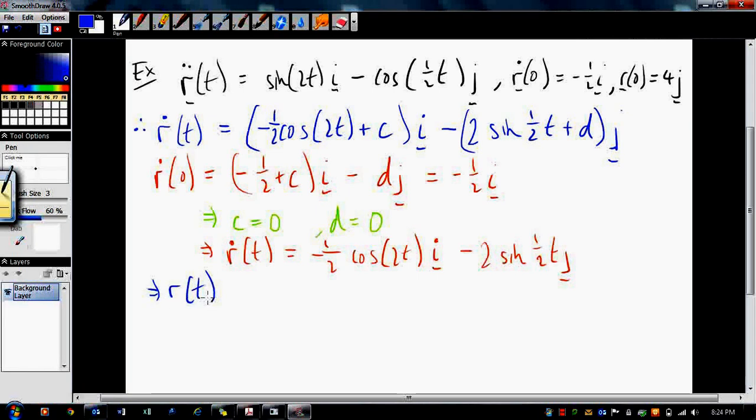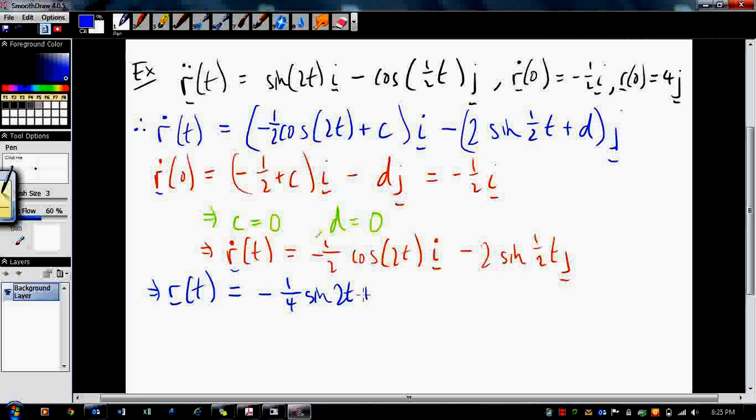Good, halfway there. Let's go again. Therefore, r of t. How do we get from r dot t to r of t? Well, I missed things in here and here and here, please forgive me. R dot t, we integrate again. Let's integrate this. Now, cos, when we integrate it, goes to sine, and so we're going to have negative sin 2t, and we're going to divide by 2, so it'll be minus 1/4 sin 2t.